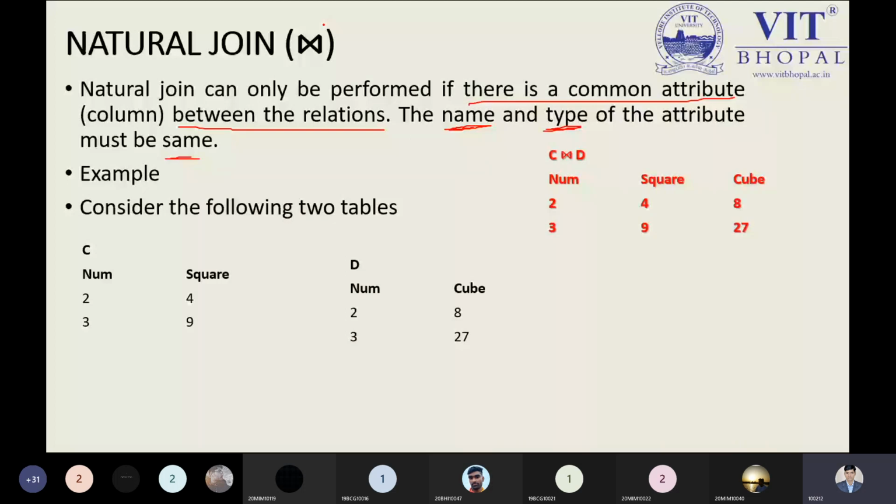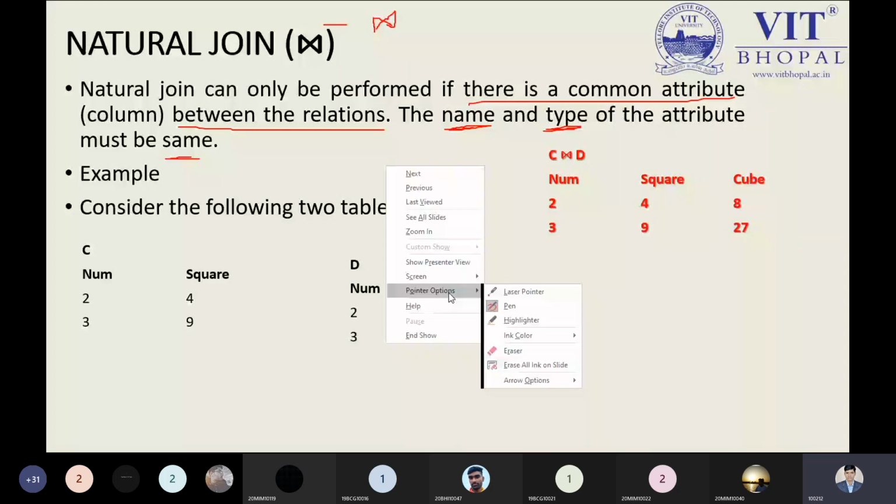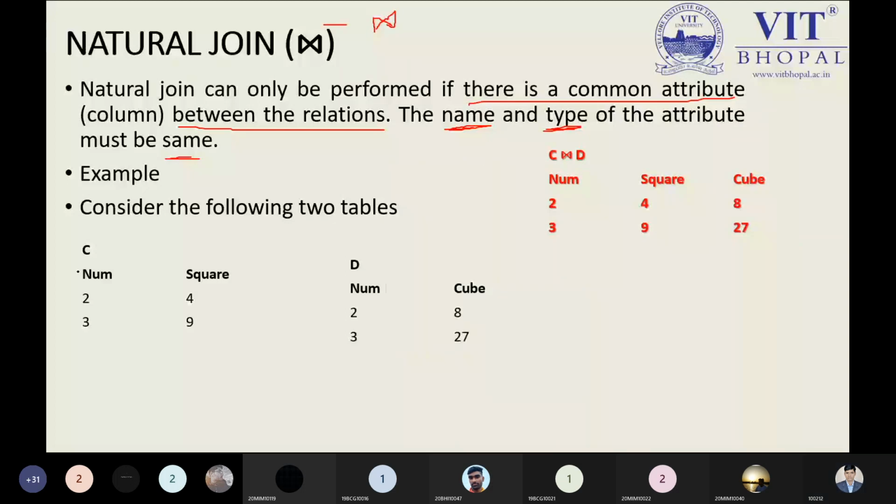So let us understand this thing with an example. We have two relations over here. One is C, and the next one is the D relation. The C relation has the numbers and their square values, and the D relation has the values in their cube. So what is the common attribute we can see in relations C and D? You can observe that it is num.